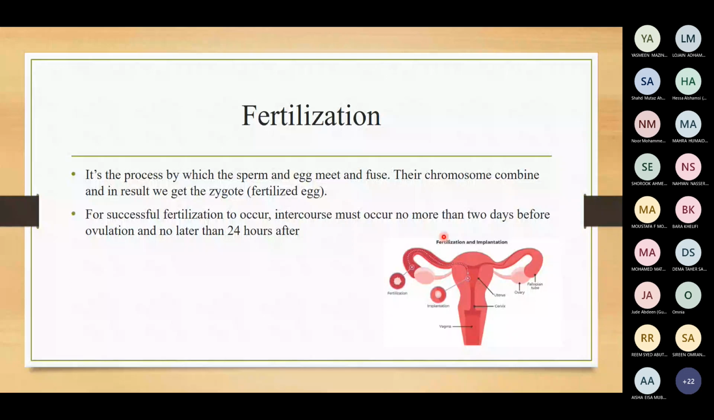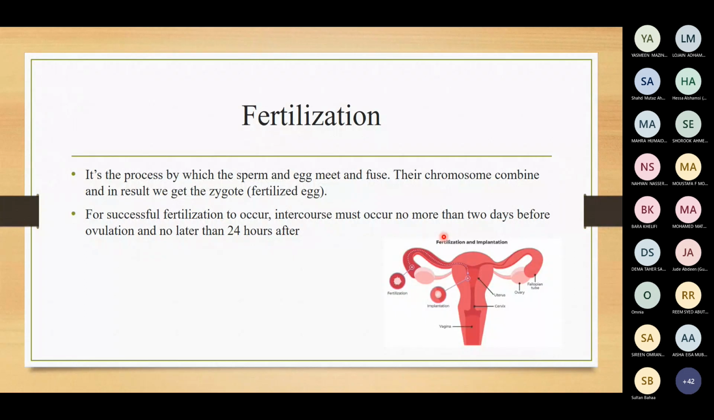So for successful fertilization to occur, we say that intercourse must occur no more than 2 days before ovulation. What does this mean? Ovulation is when the egg is available to be fertilized, and this is not all the time. Not after every intercourse is there a chance of pregnancy. The female has to be ovulating. The egg has to be ready. It has to be in the uterine tube, just waiting for the sperm. So when ovulation occurs, we can have a chance of pregnancy, but intercourse should be like 2 days before or 24 hours after, because the egg is not going to stay viable for the entire time.